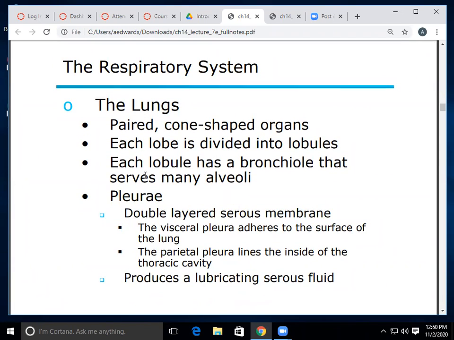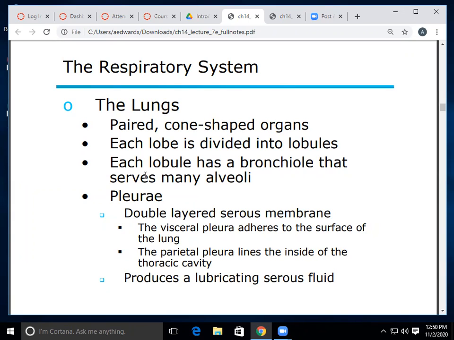Another term we use is pleura or pleurae, which is plural. And so it's a double-layered serous membrane. Remember we talked about body membranes a few chapters ago. So one of them was serous membranes. So the visceral pleura is going to adhere to the surface of the lung. The parietal pleura is going to line the inside of the thoracic cavity.